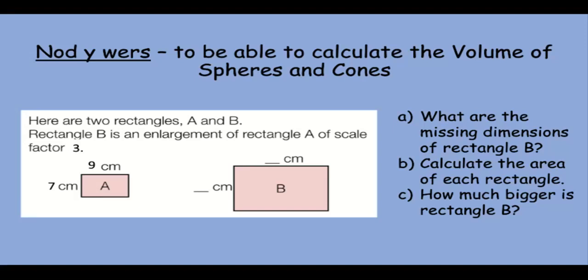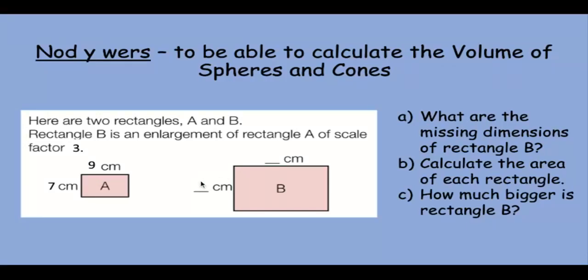So you need to find out what the missing dimensions are on B, the area of both of the rectangles, and then have a think about how much bigger rectangle B is than A. So pause while you're working on that.